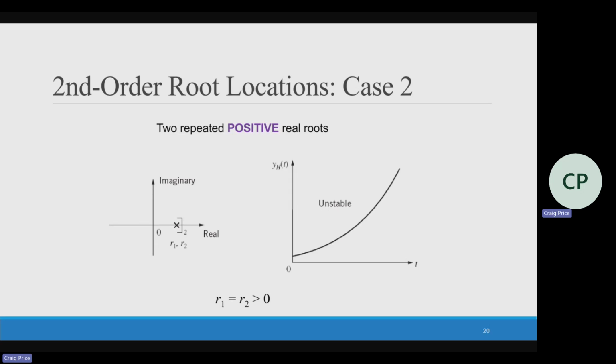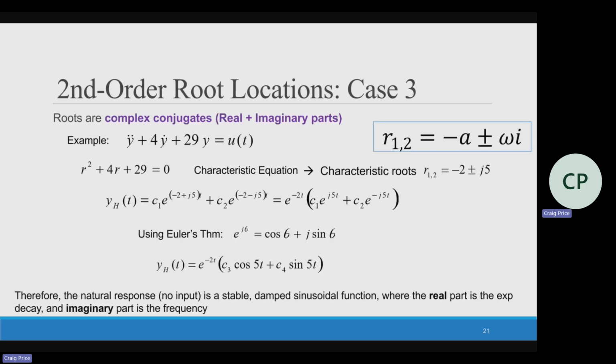If I had two repeated positive roots, that's going to be unstable because I'm going to have e to the +t. So any positive real roots cause a problem. But this is more of where we're going to see a lot of our roots for underdamped systems. Typically, any kind of mass spring damper system, they are underdamped. And that means that I have complex roots.